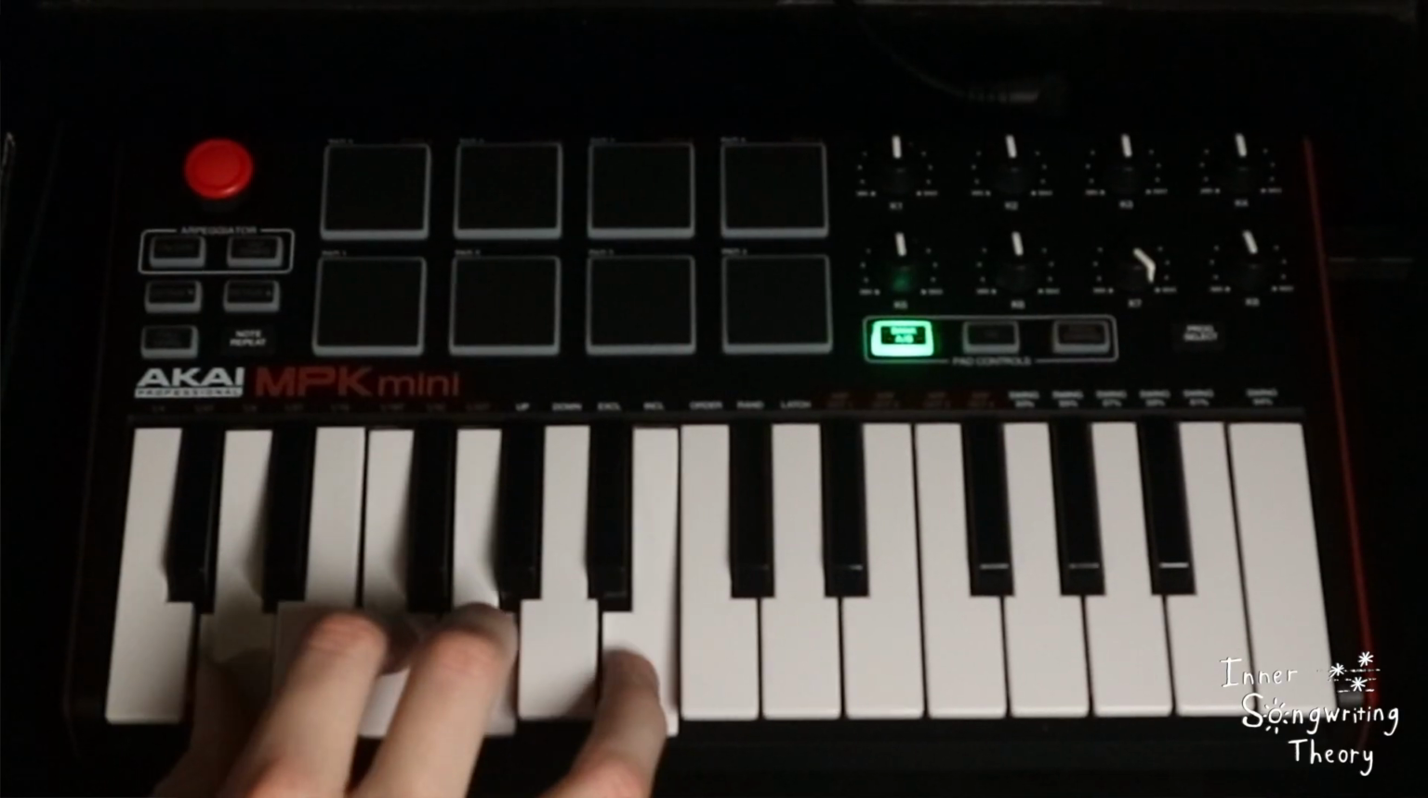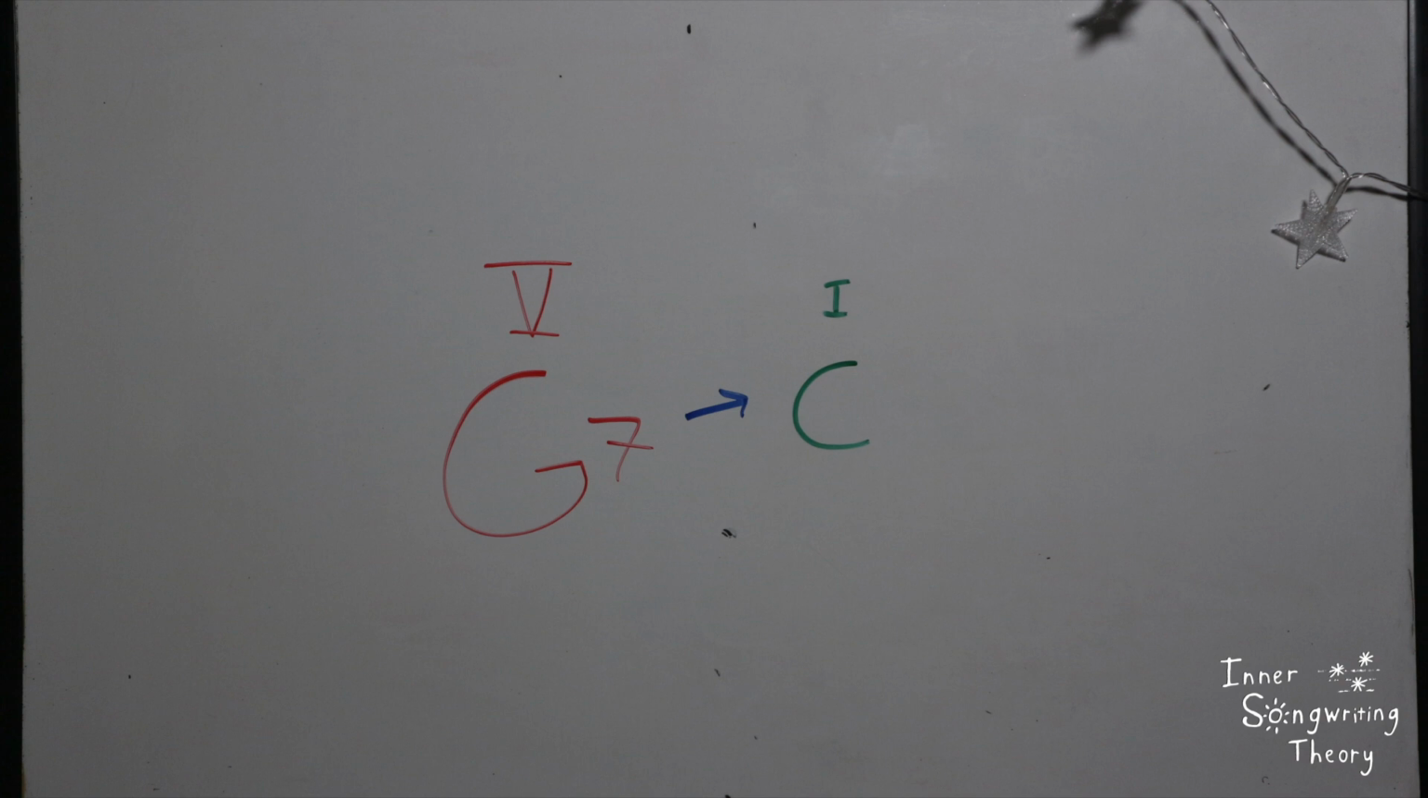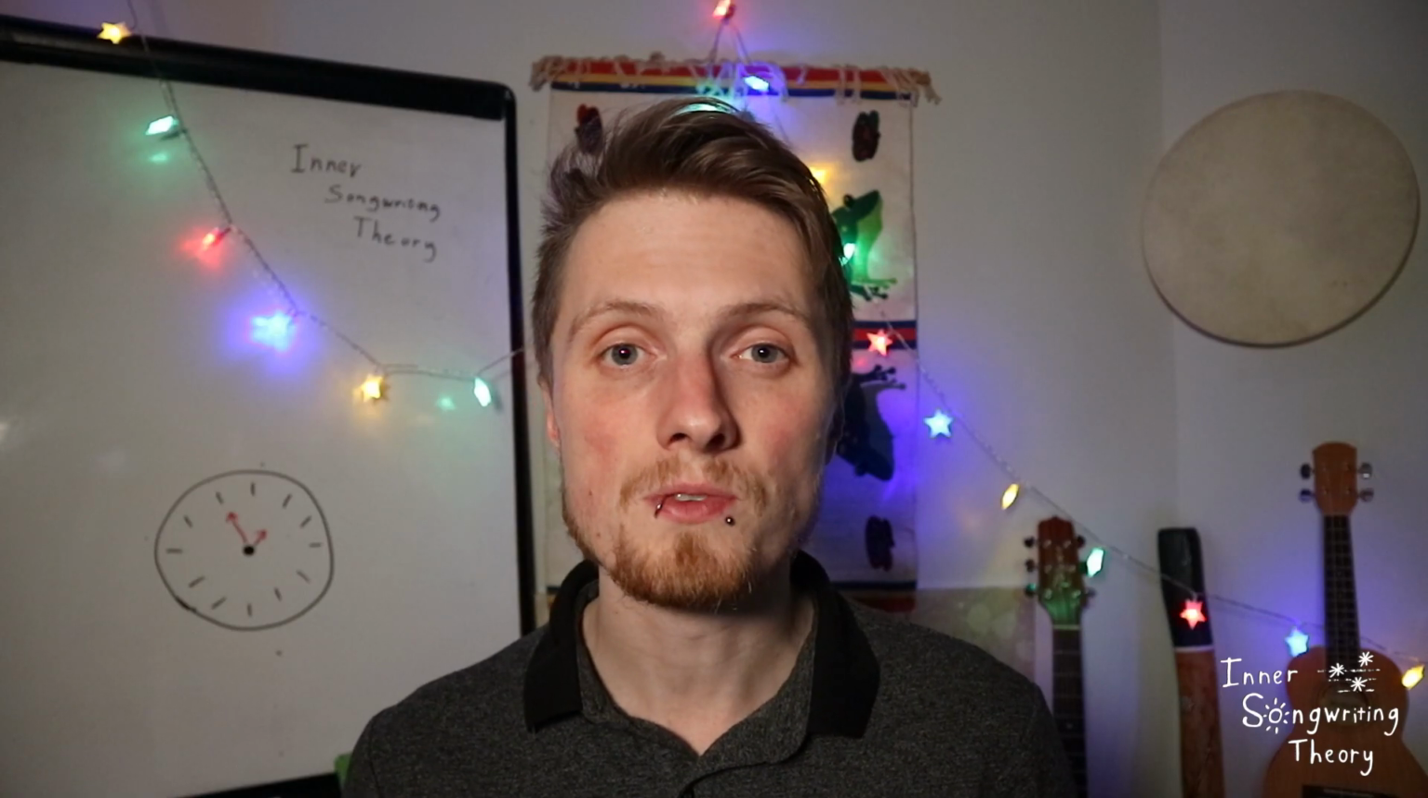Different inversions can also make a huge difference too. Here's a root position G7 followed by a root position C. And here is a first inversion G7 followed by a root position C. Try an experiment to find the right sound for you.